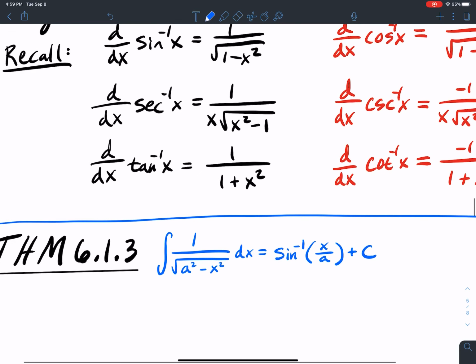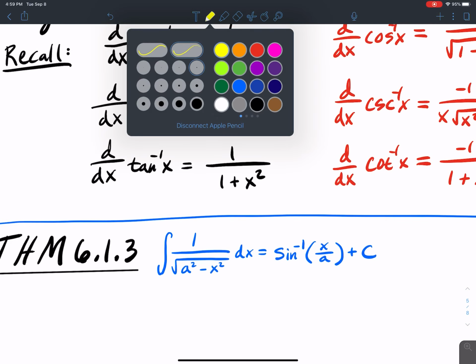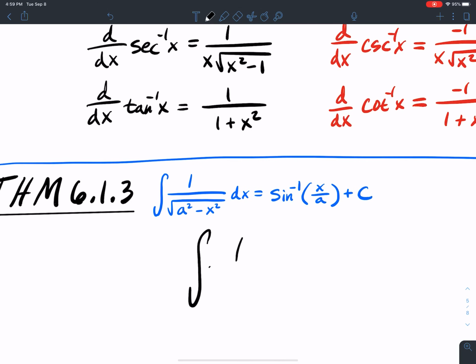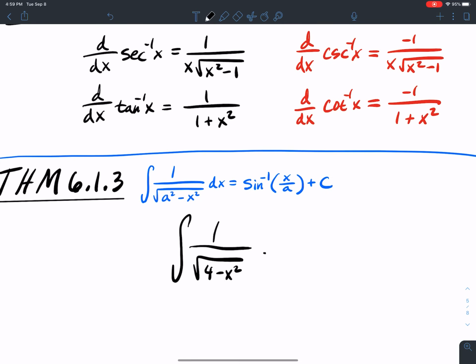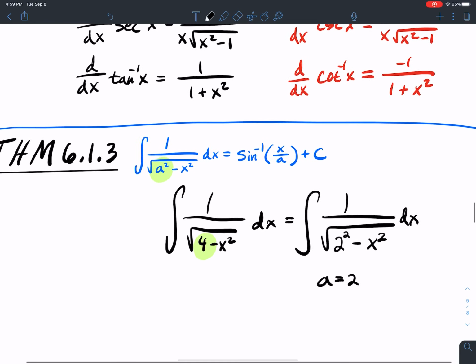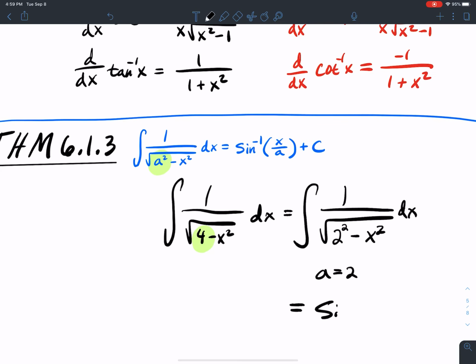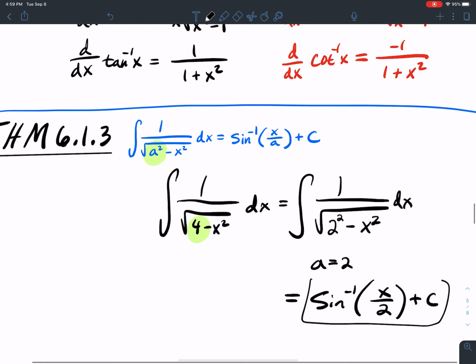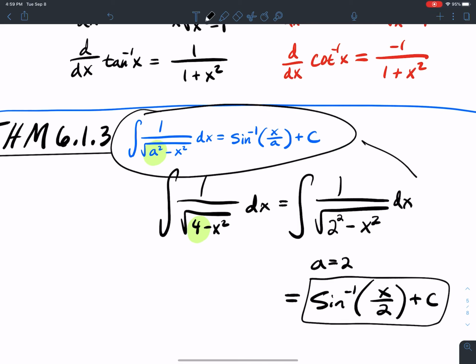So if I had the integral of 1 over the square root of 4 minus x squared, how would I do this? First I would convert this to be 1 over the square root of a squared. To get 4, I do 2 times 2. That's 2 squared, so my a here is equal to 2. That means in my formula, this is equal to the sine inverse of x over 2 plus c.